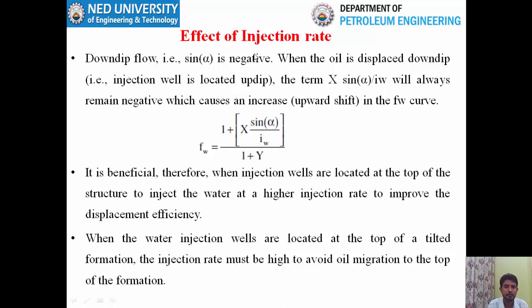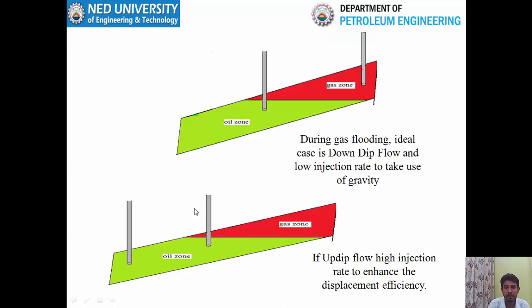Effect of injection rate: you can also make use of injection rate to enhance the recovery. For example, during the down dip flow of water, when sin alpha is negative, oil is displaced down dip, which means the injection well is located up dip, the term x sin alpha upon IW will always remain negative, which causes an increase in the fw curve. It is beneficial therefore, when injection wells are located at the top of the structure, to inject the water at a higher injection rate to improve the displacement efficiency. So this is basically an explanation of this case.